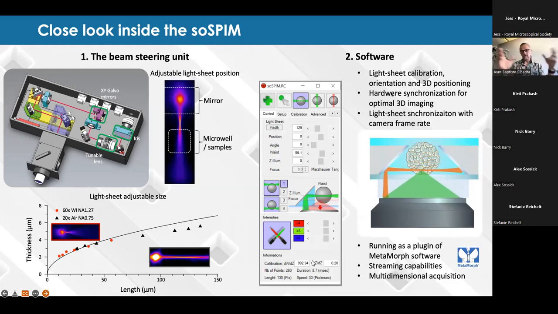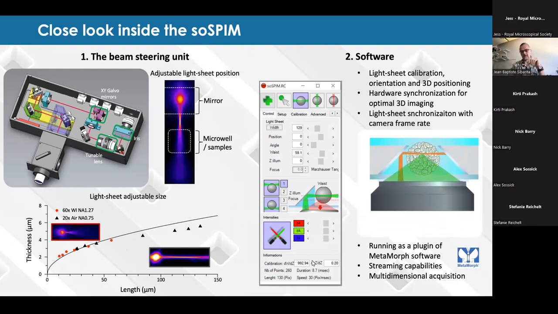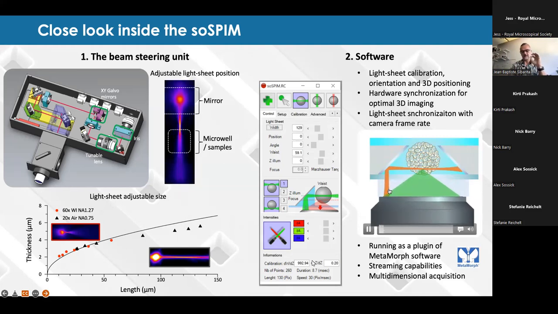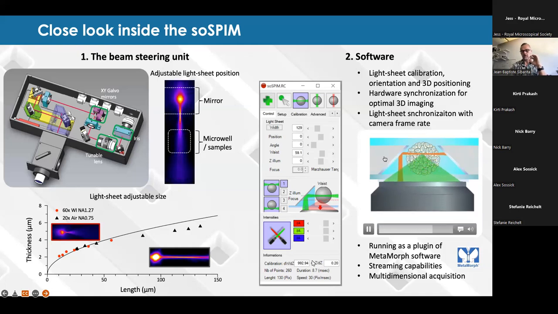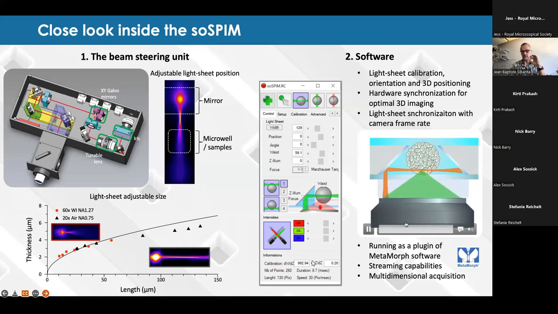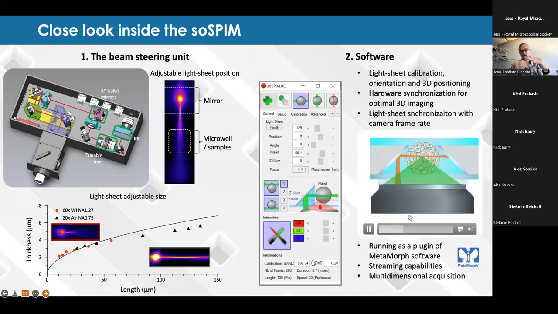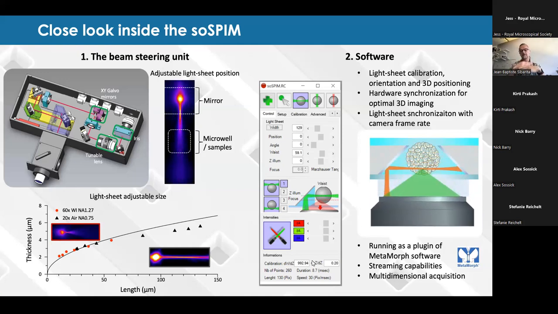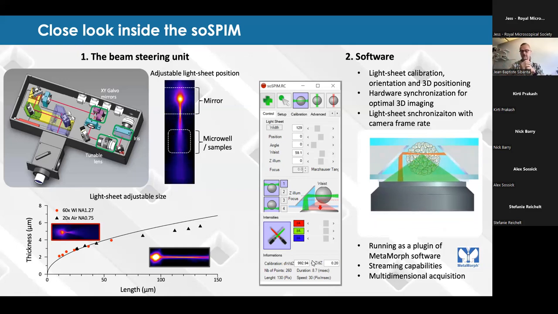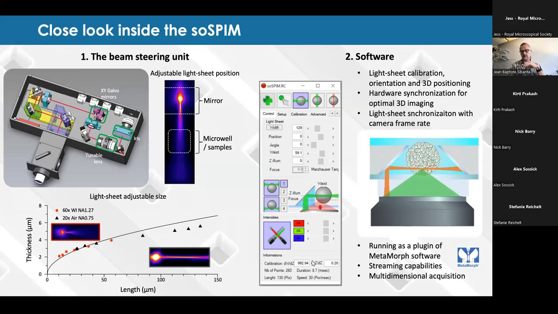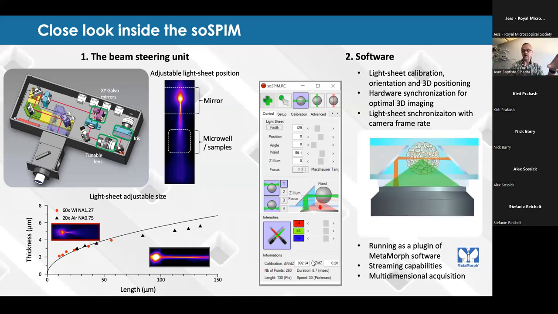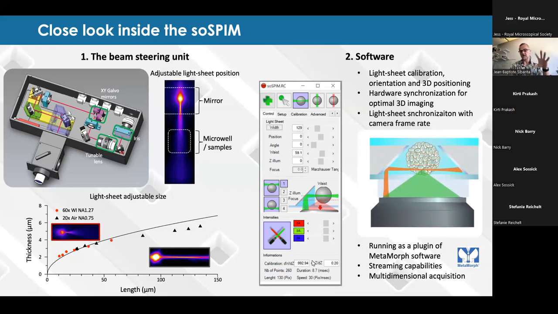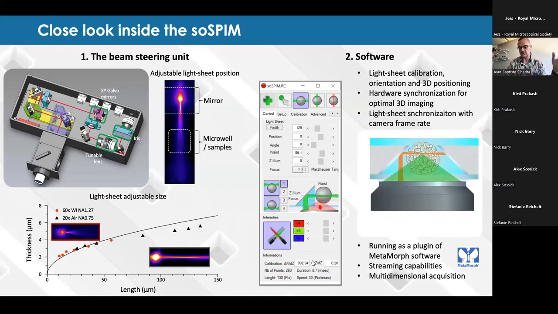Then we have the software. We developed a whole software package, which acts as a plugin to Metamorph and allows you to synchronize very precisely the position of the light sheet along the mirror. Just translating the light sheet along the mirror allows you to change the focal plane, and then we also synchronize the objective so that the excitation plane is exactly aligned with your imaging plane, which is very important. We have a little electronics that does the job, and we synchronize that with the camera acquisition, with frequencies that can reach up to 100 kilohertz, much faster than the acquisition itself.